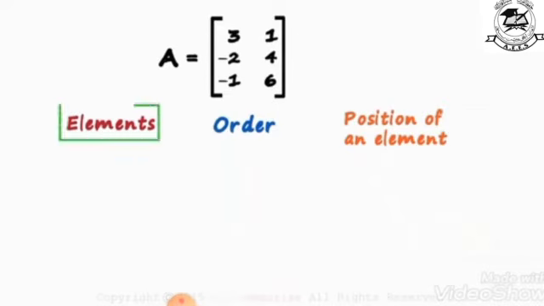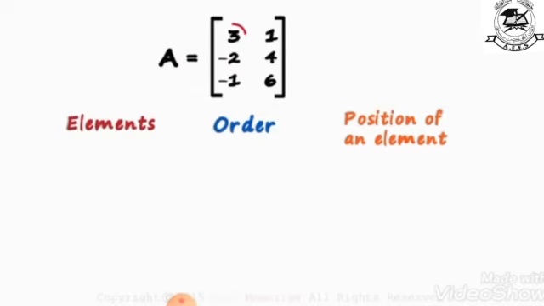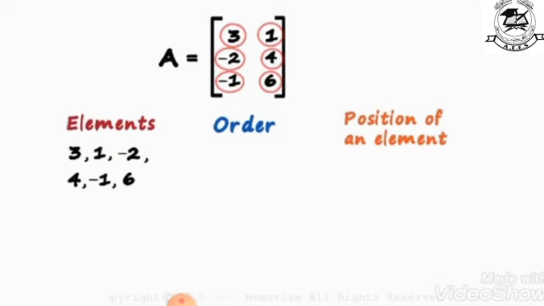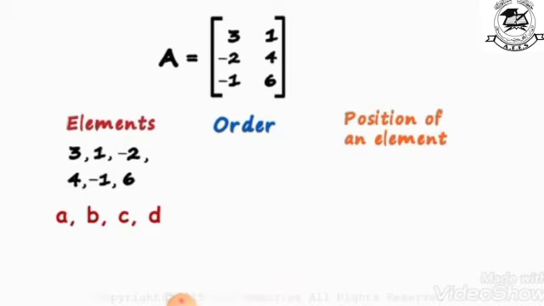Element is a component of matrix. Here we have 6 elements of matrix: 3, 1, minus 2, 4, minus 1, 6. Elements of a matrix are not only numbers, they could be letters or characters. So the elements arranged in rows and columns make up a matrix.